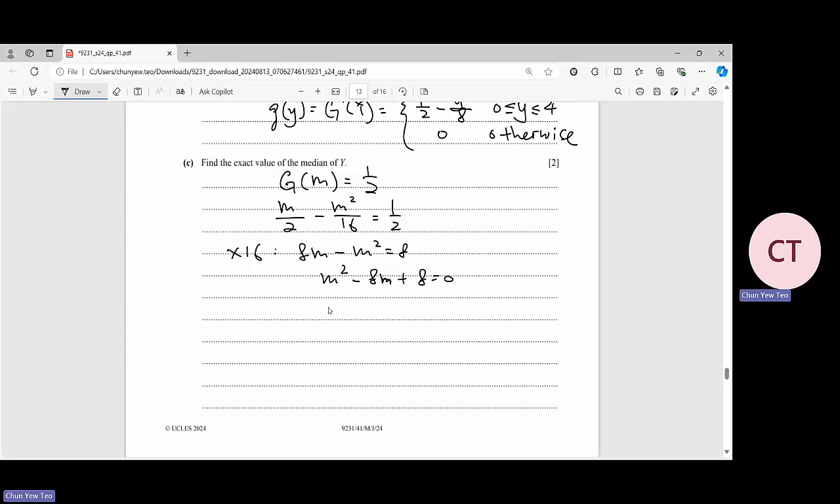They want the exact value, so we just use the quadratic formula to find M. It will be negative b plus or minus the square root of b squared minus 4ac, divided by 2a. So at the end, your M is equal to 4 plus or minus 2 root 2. So therefore, your M is equal to 4 minus 2 root 2, because your M is between 0 and 4. So that will be the answer for question C.